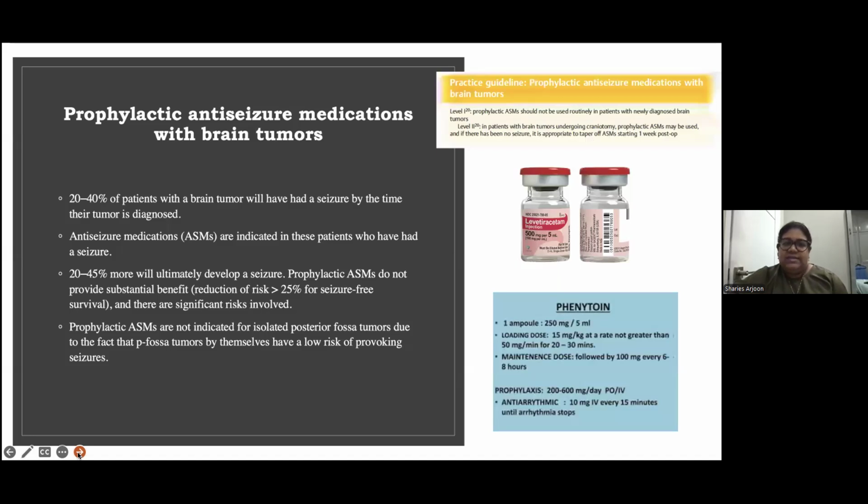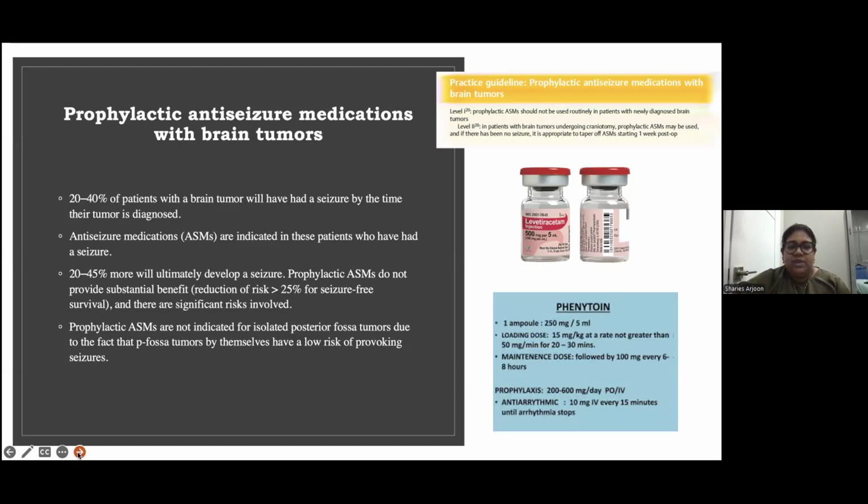Prophylactic anti-seizure medication and its role with brain tumors. 20 to 40% of patients with brain tumors will have had a seizure by the time their tumor is diagnosed. Anti-seizure medications are indicated in patients who have had a seizure. 20 to 45% more will ultimately develop a seizure, and prophylactic anti-seizure medications do not provide substantial benefits.